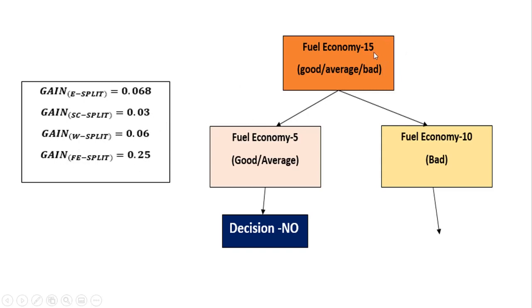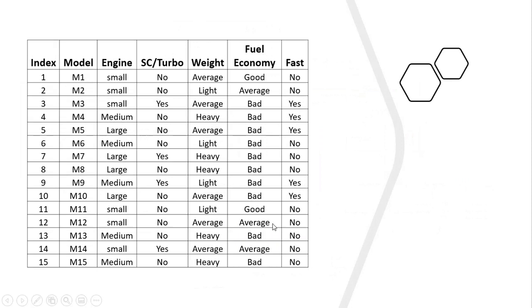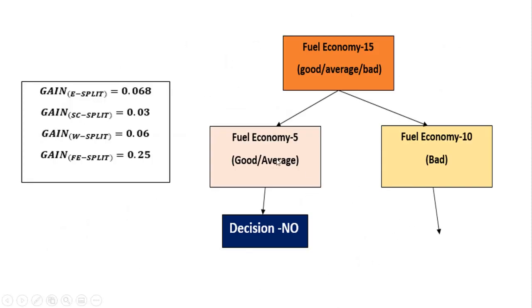Fuel economy has 3 categories: good, average and bad. Looking at the table, when fuel economy is good or average, all indicate that the car does not go fast. All 5 of these models say the car does not go fast. So when the fuel economy is good or average, the car definitely will not be going fast. So we made our decision as no.